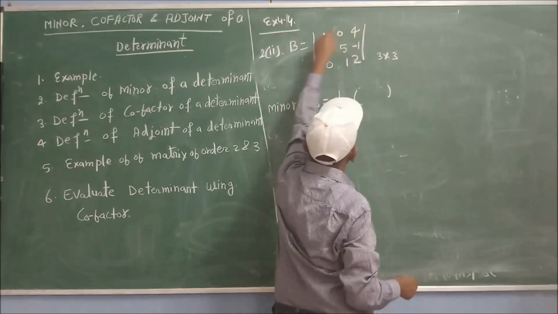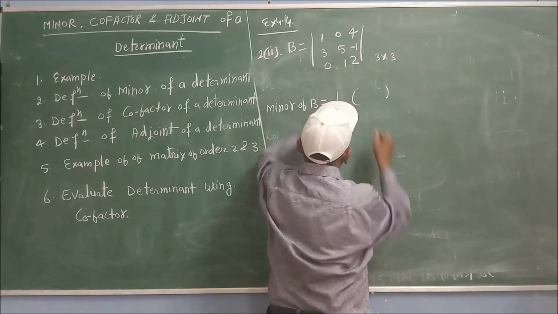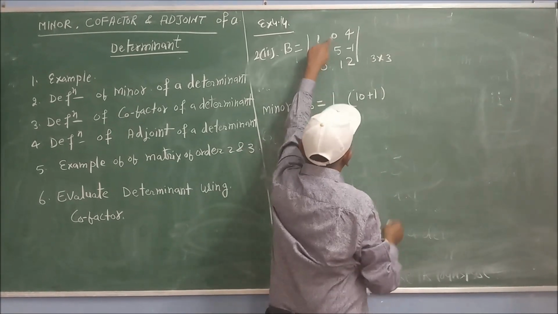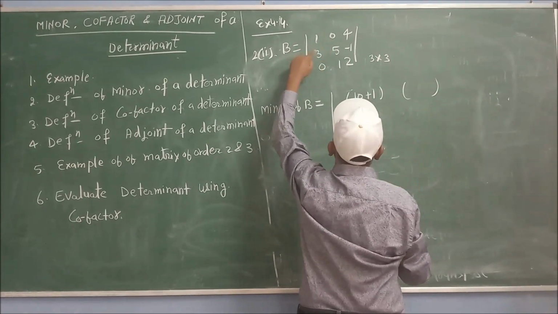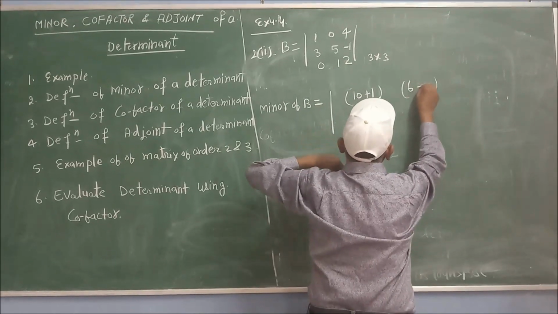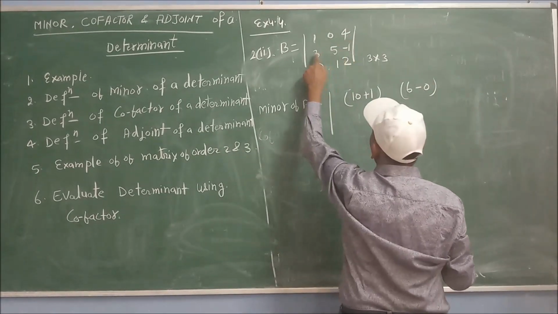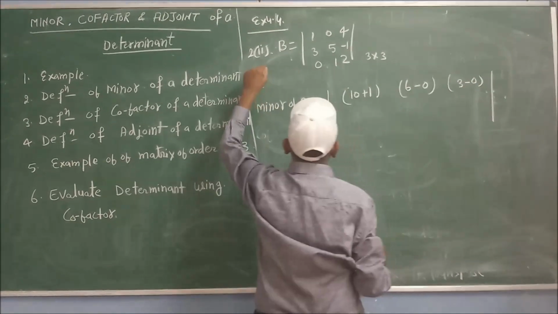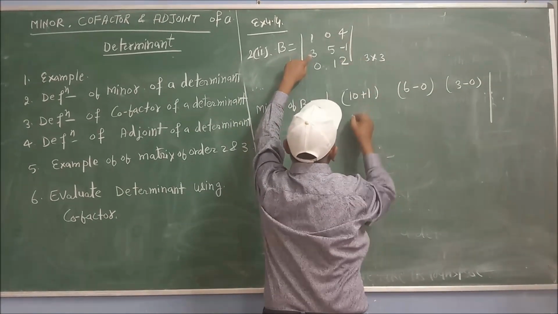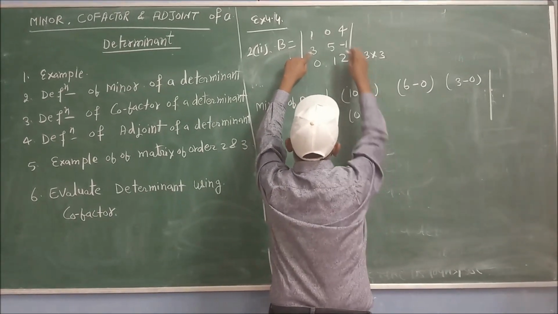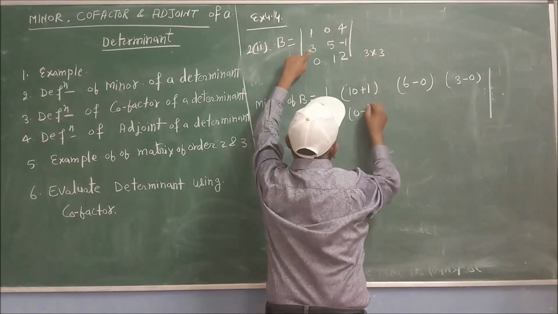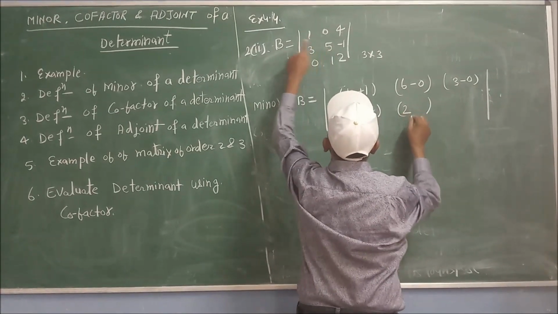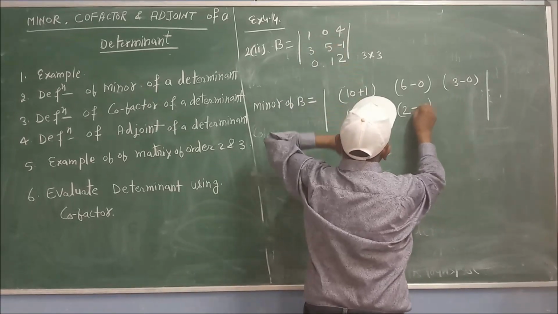For 1, cancel R1 and C1, we will get 2 into 5, 10, and 1 into 1, plus 1, 10 plus 1. And for 0, this will be equal to 3 into 2, 6 minus 0. And for 4, 3 into 1, 3 minus 0. And for 3, 0 into 2, 0 minus 0 into 2, 1 into 4, minus 4. And for 5, this will be equal to 2, 0 minus 0.